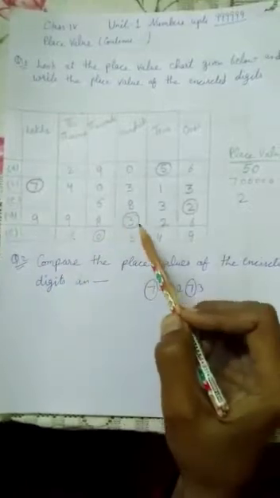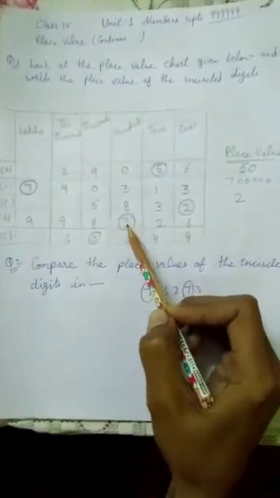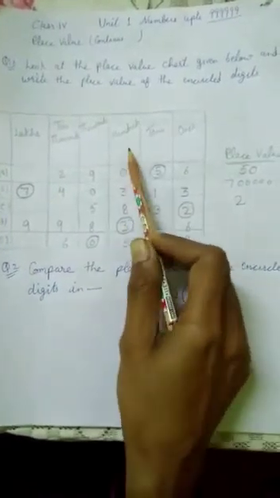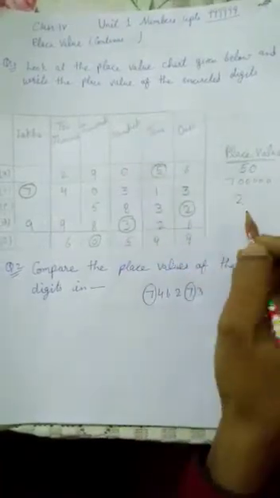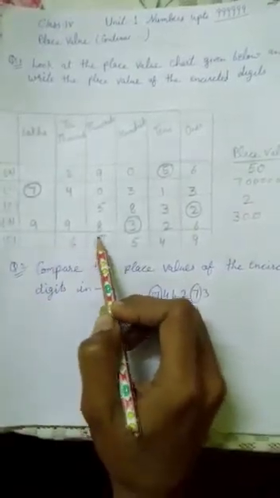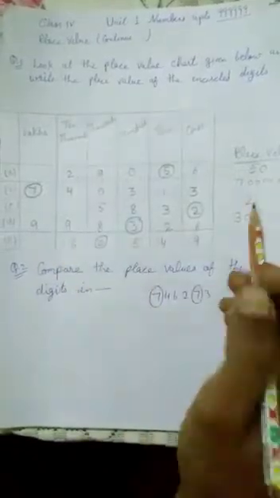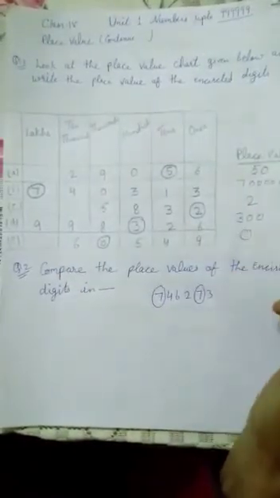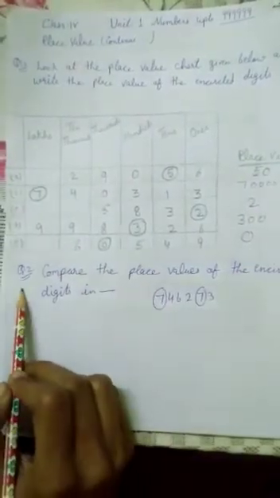In D part, encircled digit is 3. So check the place. It is 100. So the place value is 3 multiply 100, 300. In E part, encircled digit is 0. Check the place, 1000. Then 0 multiply 1000. Answer is 0. Now, come to the next question.